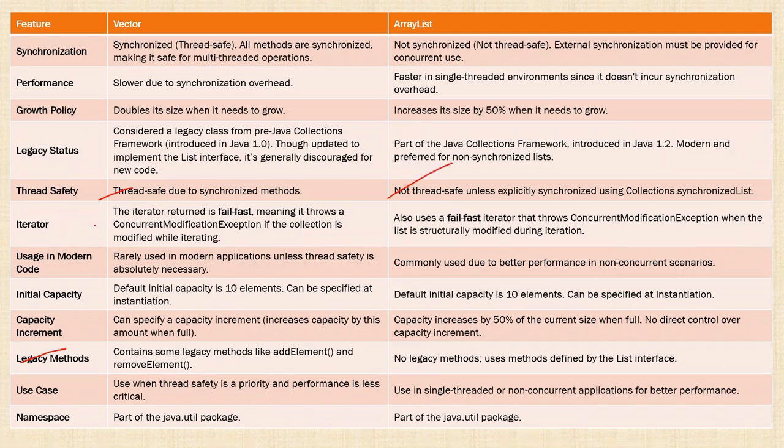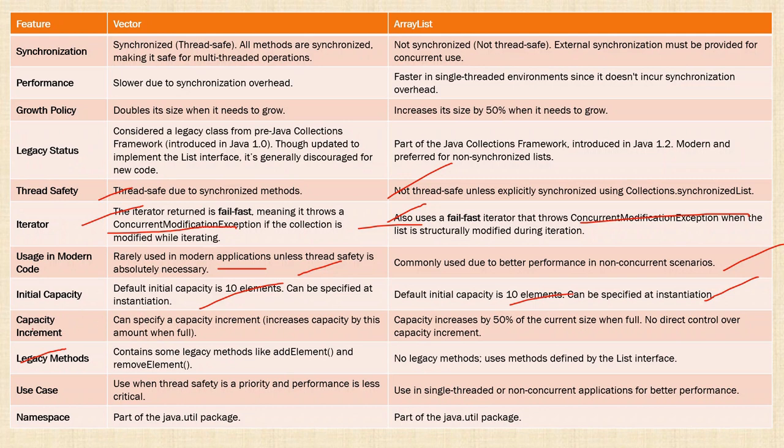Iterator: it is fail-fast in the case of Vector, and it is also fail-fast in ArrayList, so both are similar. ArrayList throws ConcurrentModificationException, and Vector also throws ConcurrentModificationException. Usage in modern code: Vector is legacy code, so nowadays no one is using Vector, and most people use ArrayList. Initial capacity: 10 for Vector, and 10 for ArrayList as well. So this is similar.